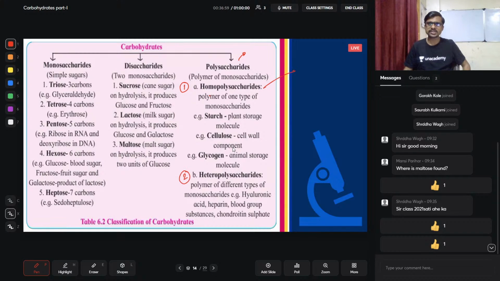So homo means made up of the same subunit. If a single subunit comes together again and again and again, and it results into the polysaccharide, so it's a homopolysaccharide. And if more than one subunit comes together, it is a heteropolysaccharide.